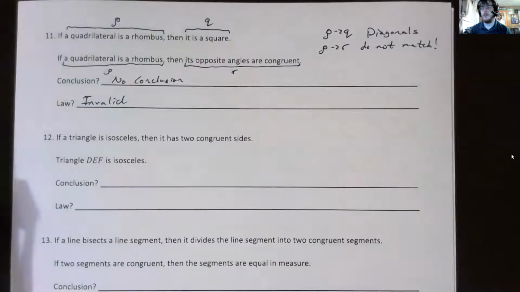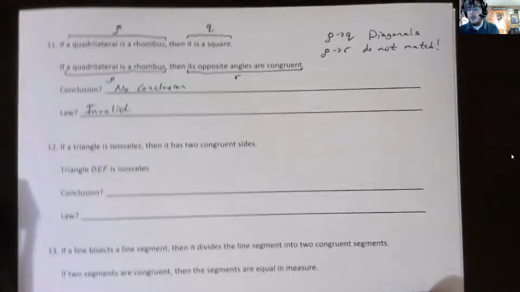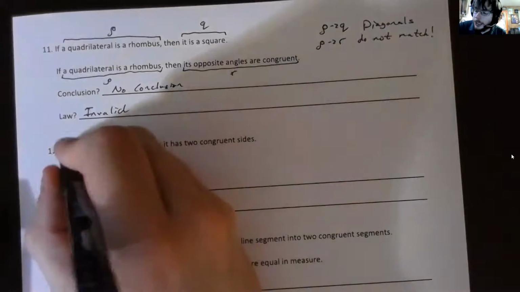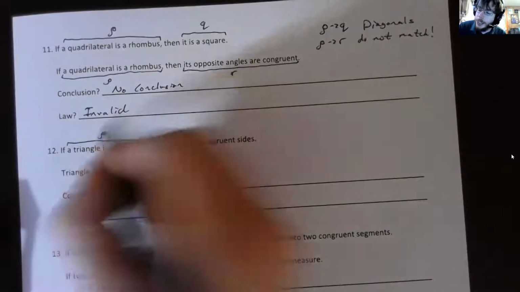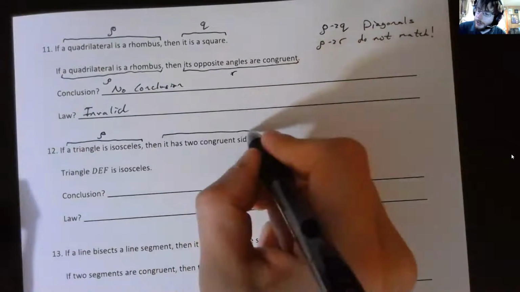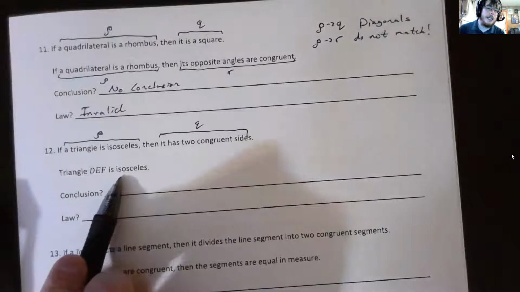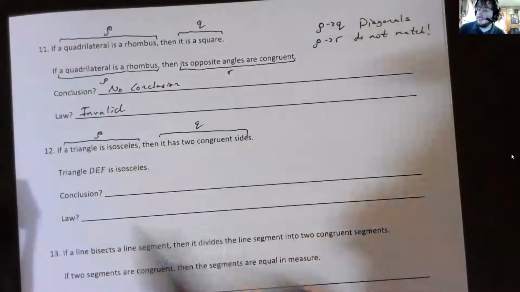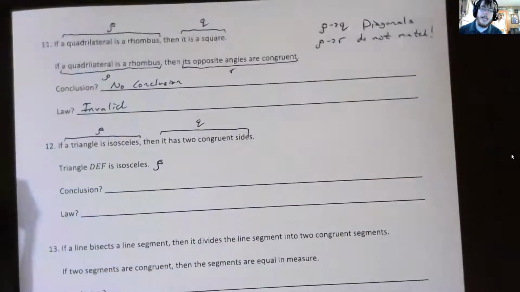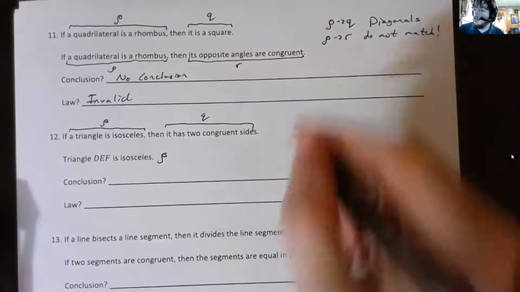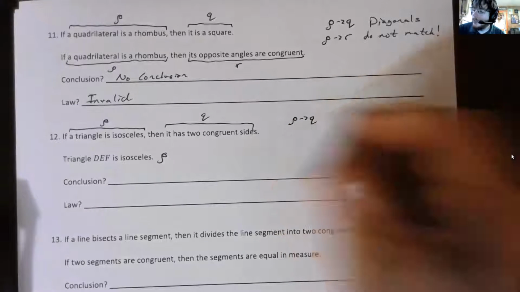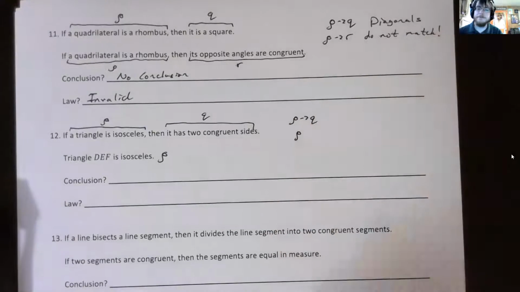Number 12, if a triangle is isosceles and it has two congruent sides, triangle DEF is isosceles. So symbolically, we're going to say a triangle is isosceles is P. It has two congruent sides is Q. And then triangle DEF is isosceles. Well, that's what P says, so we're going to label it with that. So we have P implies Q and P.